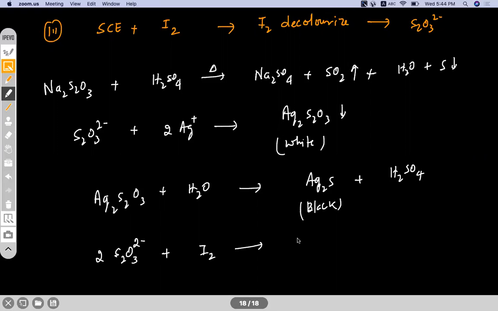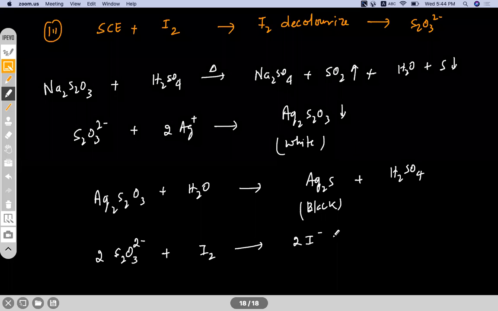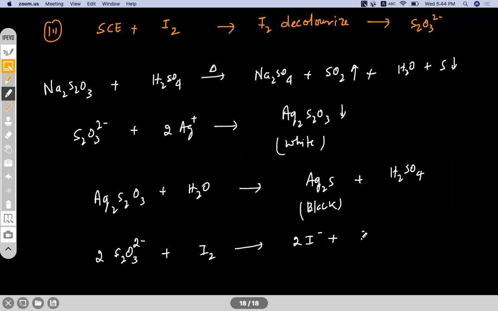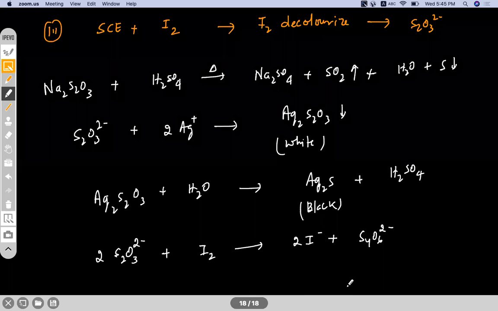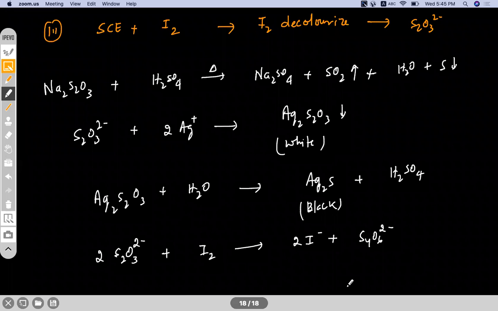With I2, it converts into 2I minus plus S4O6 2 minus, tetrathionate ion. If you remember, we use this also in iodometric titration, this kind of reaction. Then in P block, yes. Even in ionic also, we have the titration. There also we have redox, mainly redox we have this.